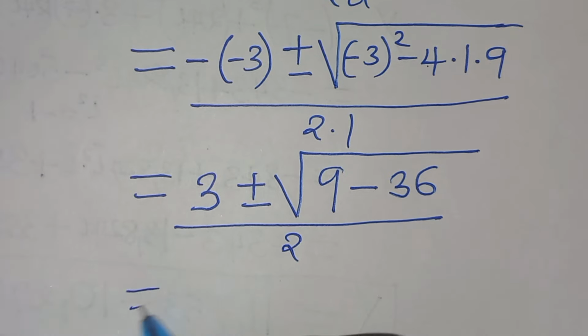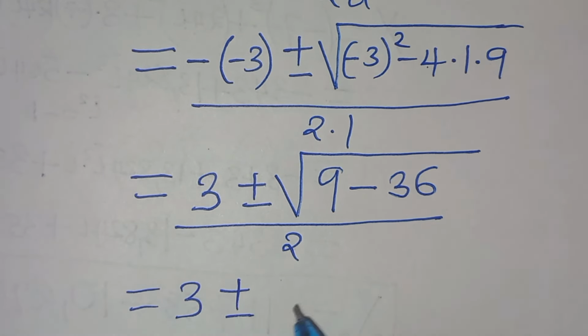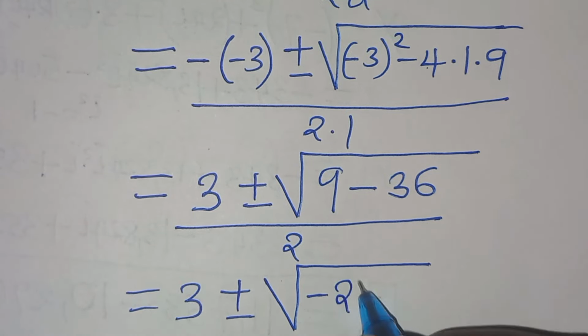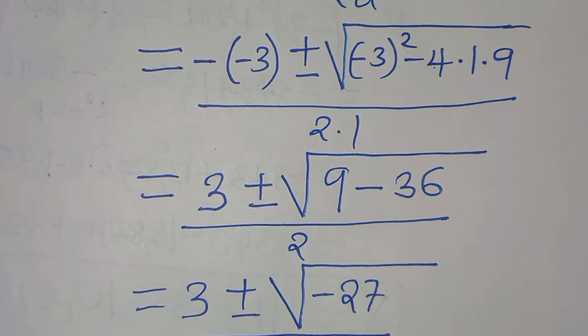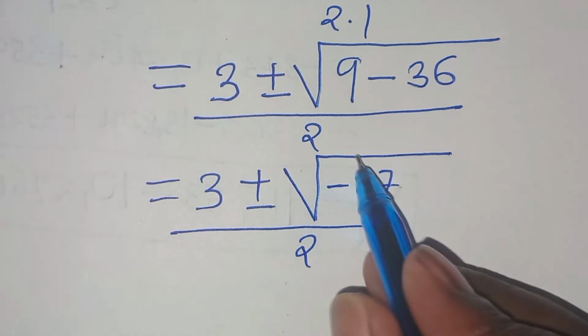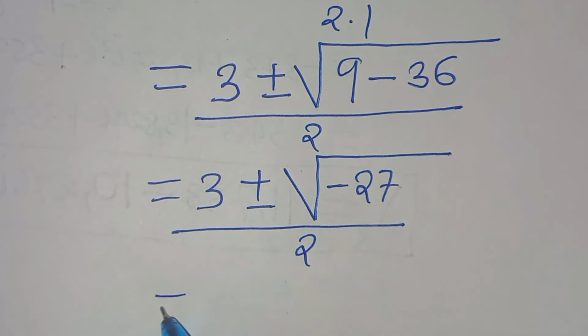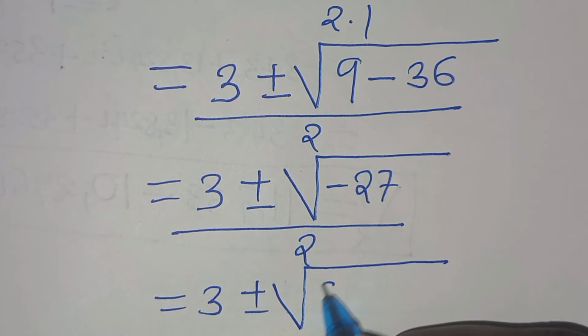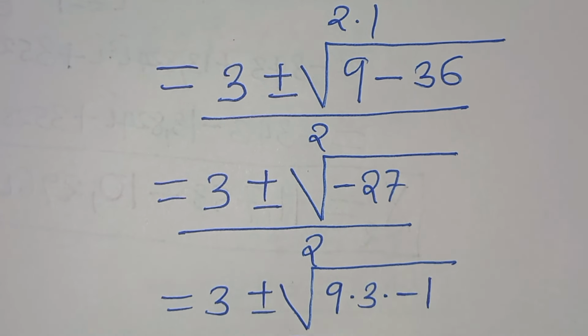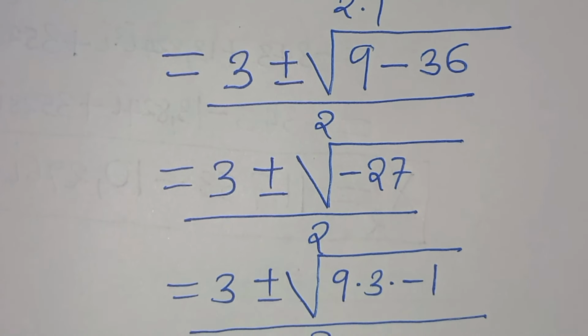So this implies that we have 3 plus or minus the square root of 9 minus 36, which is minus 27, divided by 2. So we can express the square root of minus 27 as the square root of 9 times 3 times minus 1, everything divided by 2.